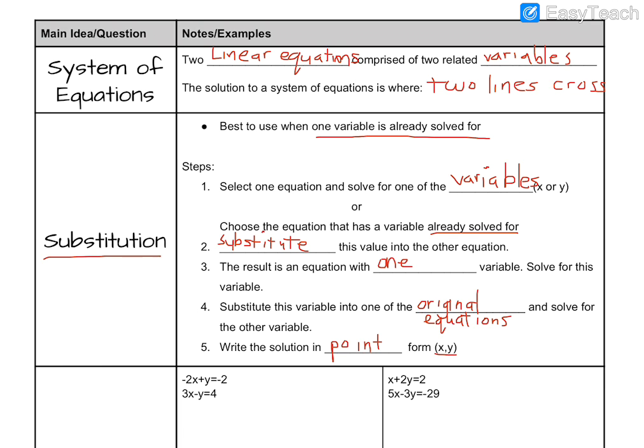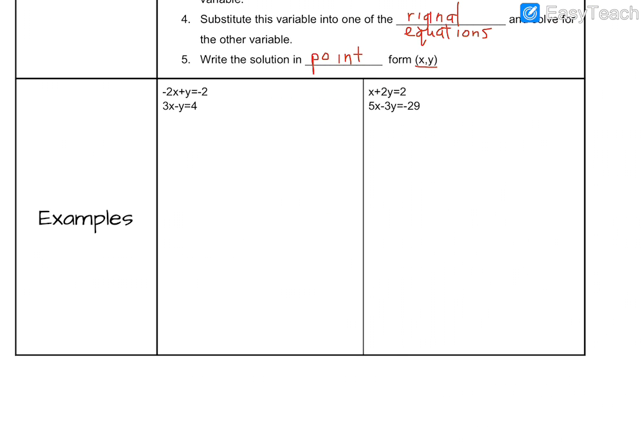Alright, so let's go ahead and practice on this a little bit. Move this up. Alright, so we have two equations here. We have negative 2x plus y equals negative 2, and 3x minus y equals 4. So when we're solving equations and we're trying to get it down to one variable, we want to choose the easiest thing to solve for. In this case, the easiest thing to solve for is going to be anything that is positive and with a 1 in front of it. So we're going to take our top equation and solve for y.